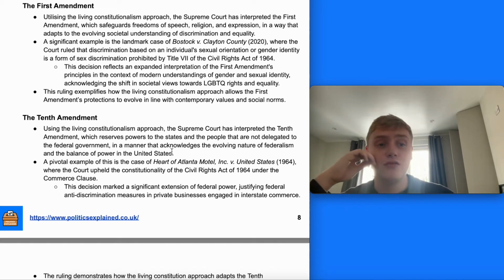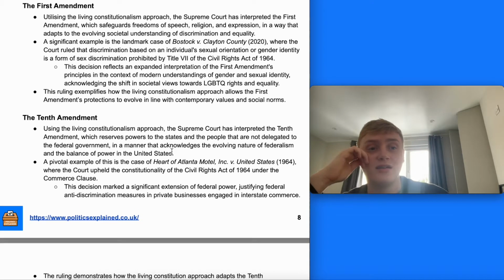We'll also look at it in relation to the First Amendment. So the Supreme Court has interpreted the First Amendment, which safeguards freedom of speech, religion, and expression, in a way that adapts to the evolving societal understanding of discrimination and equality. And a key example of this is Bostock versus Clayton County, where the court ruled that discrimination based on an individual's sexual orientation or gender identity is a form of sex discrimination prohibited under the Civil Rights Act. And this reflects an expanded interpretation of principles in the context of modern understandings of gender and sexual identity, acknowledging the shift in social values towards LGBTQ rights and equality.